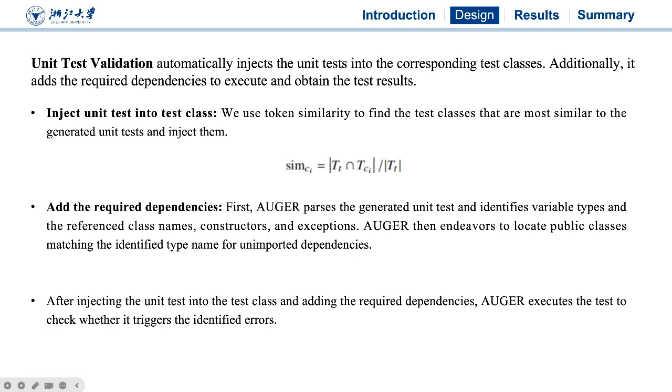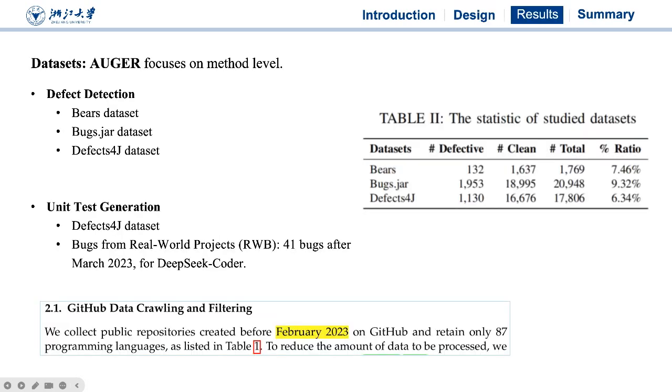If such a file happens to exist, Augur will derive the class path of this class and add import statements accordingly. After injecting the unit test into the test class and adding the required dependencies, Augur executes the test to check whether it triggers the identified defects. Our experiment focuses on the generation of unit tests at the method level.